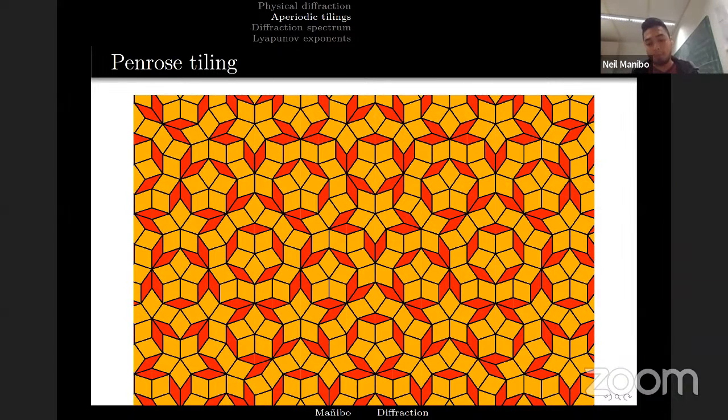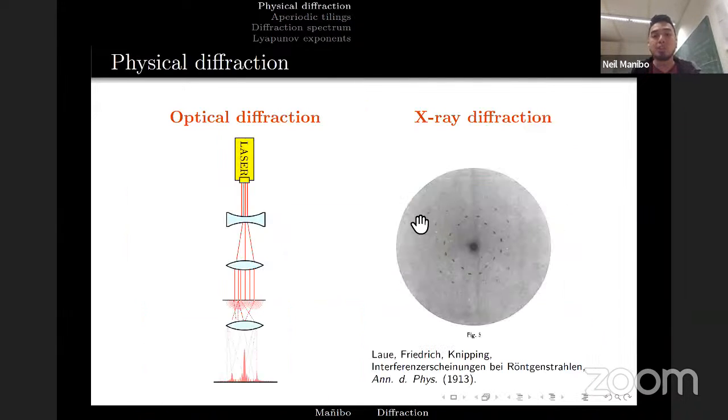Before Shechtman's discovery, a crystal meant something with periodic structure, because a crystal is one where, if you subject it to a diffraction experiment, you can see clear spots in its diffraction pattern.